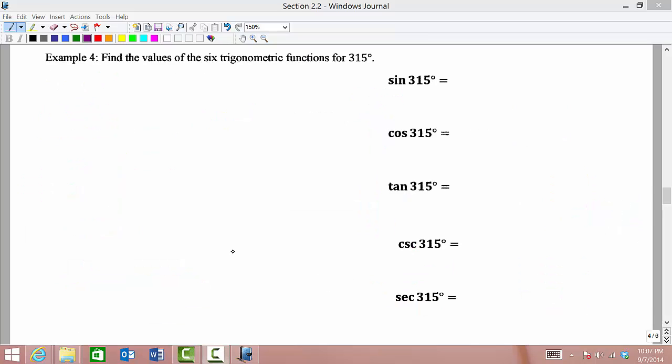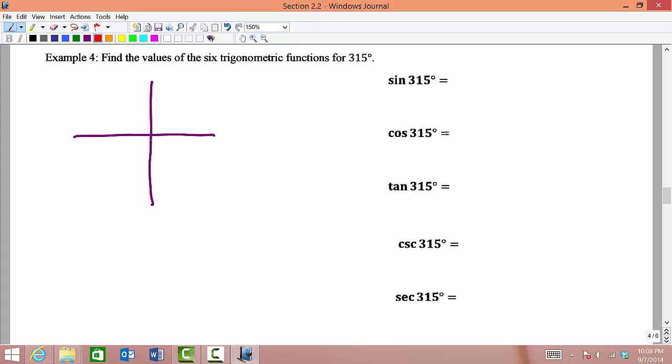Find the values of the 6 trig functions for 315 degrees. The first thing we want to do is graph 315 degrees. Two things that we want to know. We want to know what quadrant we're in, and we can tell that we are in quadrant 4. And remember that the reason why I want to know the quadrant is I want to know the signs of all of my trig functions.